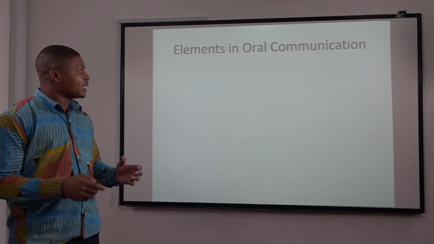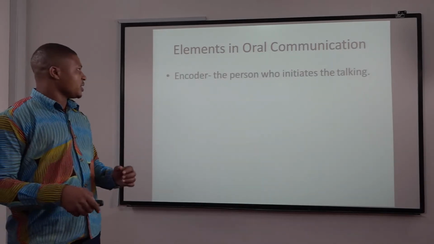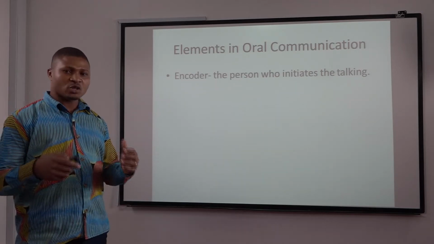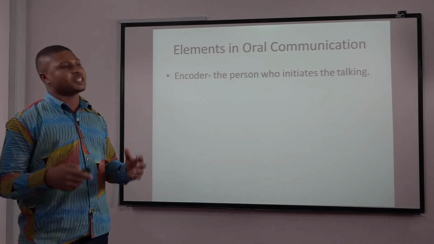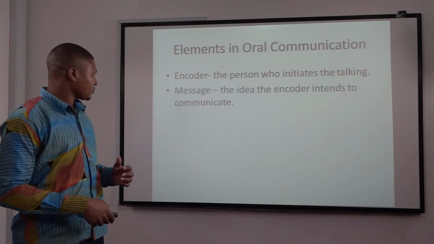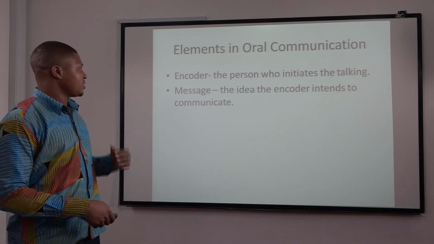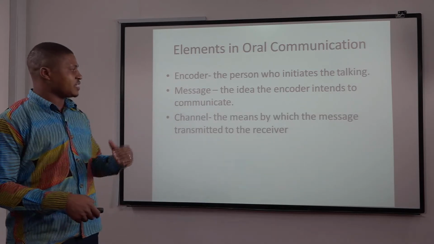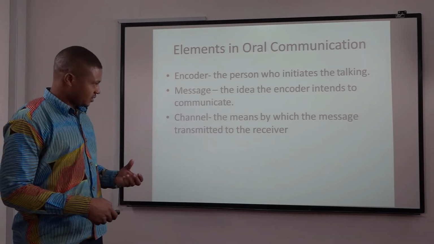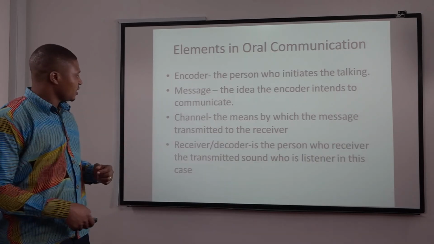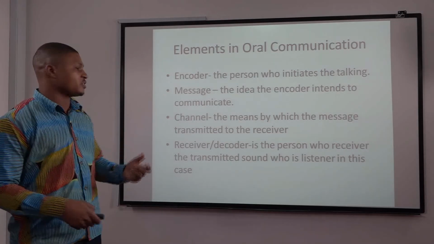Now, what elements are involved in oral communication? We have the encoder, the person who initiates the message, and in the case of oral communication it will be a speaker. We have the message, the main idea that is transmitted by the speaker. And we have the channel in which the message is transmitted to the receiver. And again we have the receiver or decoder, the person who is intended to receive the message.